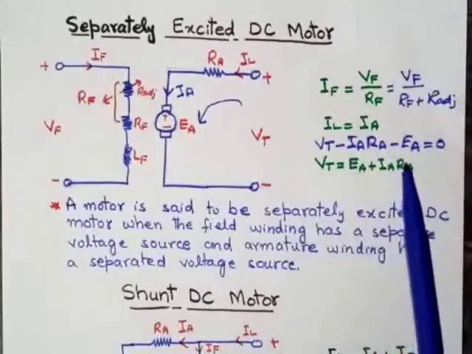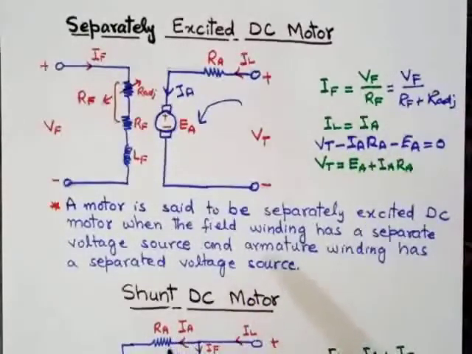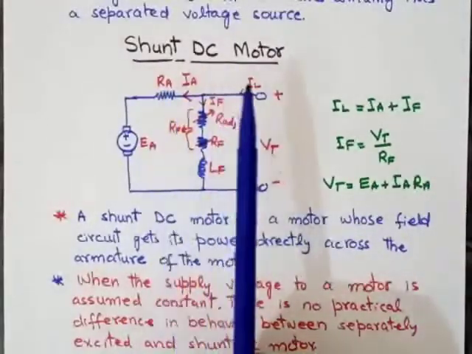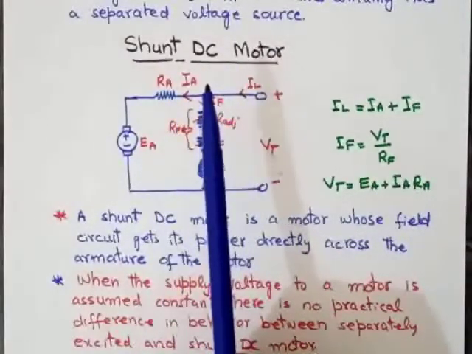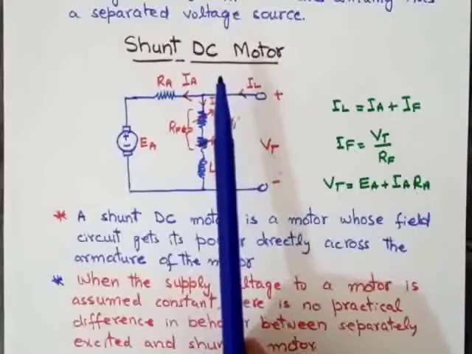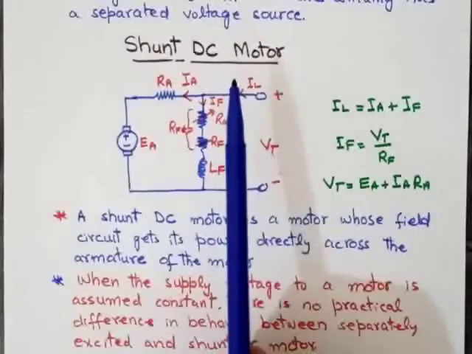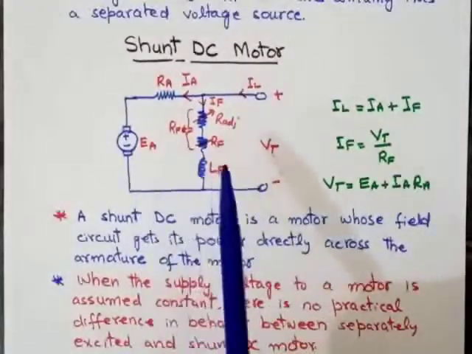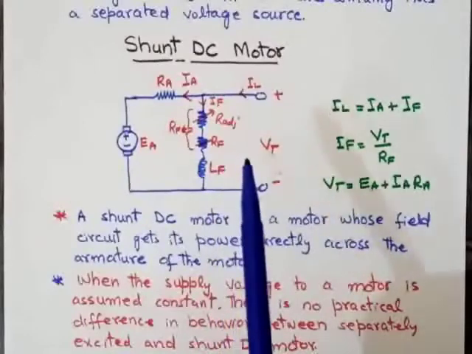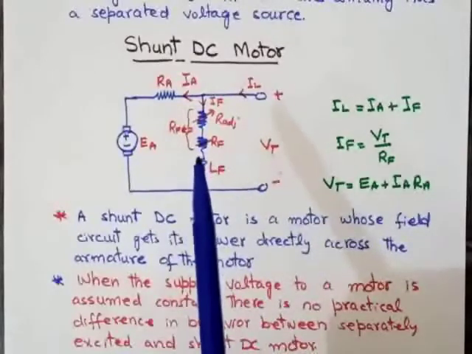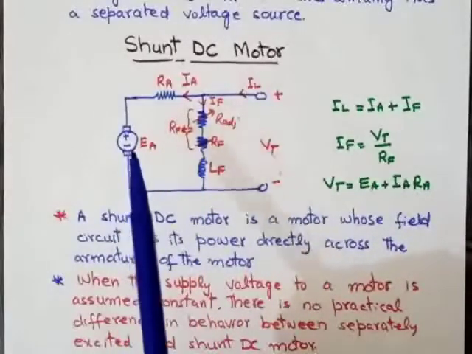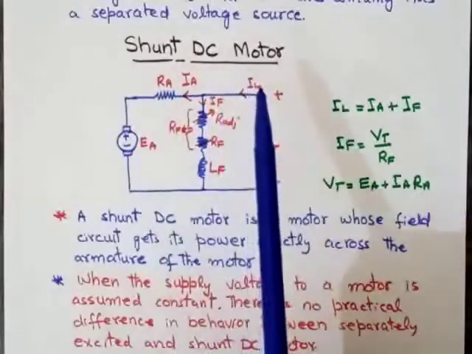With this, now we will discuss the DC shunt motor. The second type of the DC motor is the shunt DC motor. Shunt DC motor is very similar to the separately excited DC motor, but the only thing is that it shares the same voltage. Here, as you can see in this figure, if the field winding is connected in parallel with the armature winding, then the motor is called the shunt DC motor.